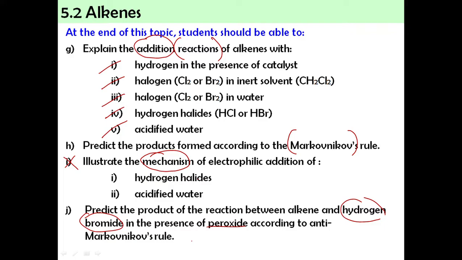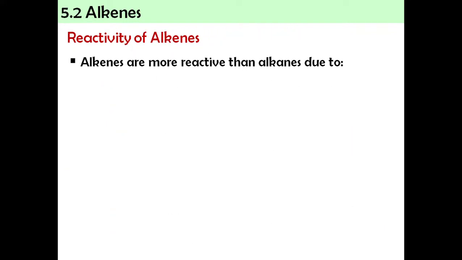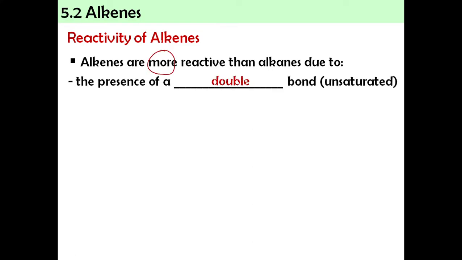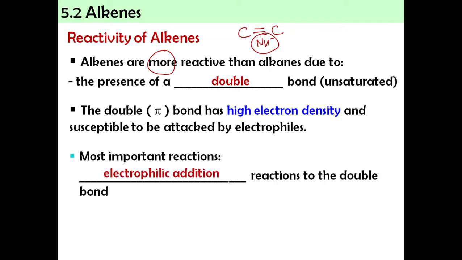Okay, so first kita tengok dulu reactivity of alkenes, more reactive than alkane. This is due to the presence of double bond which is unsaturated. Okay, jadi untuk alkene, reactions akan berlaku di carbon-carbon double bond. So carbon-carbon double bond has high electron density, that's why this is nucleophile and susceptible to be attacked by electrophile. Most important reactions is electrophilic addition reactions to the double bond.